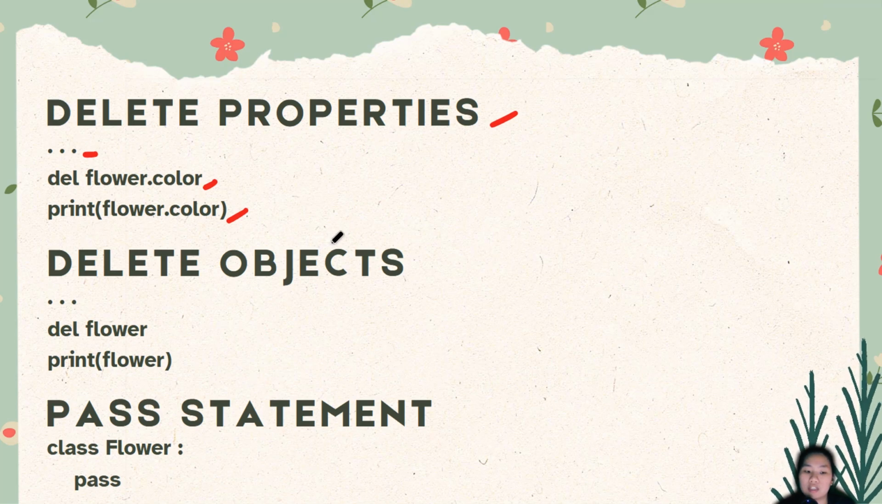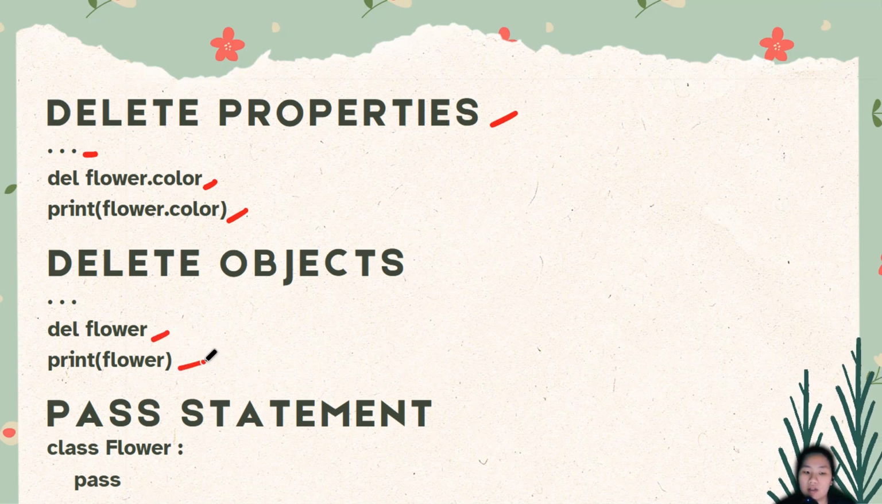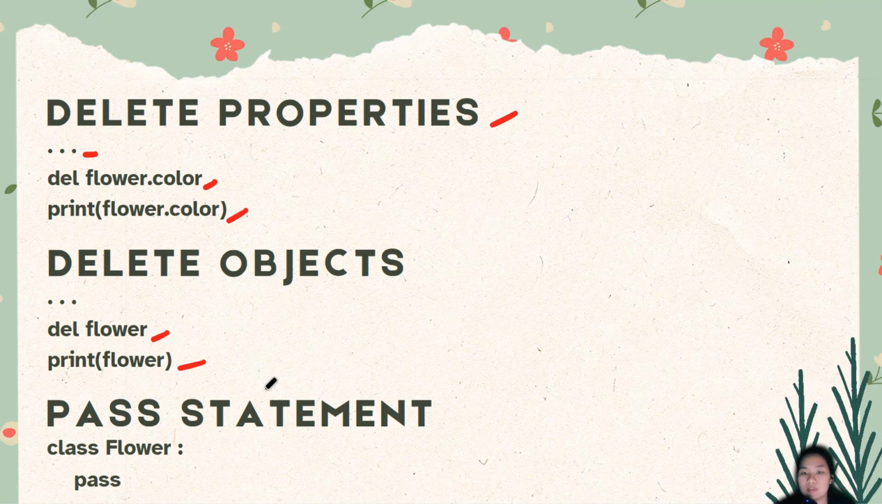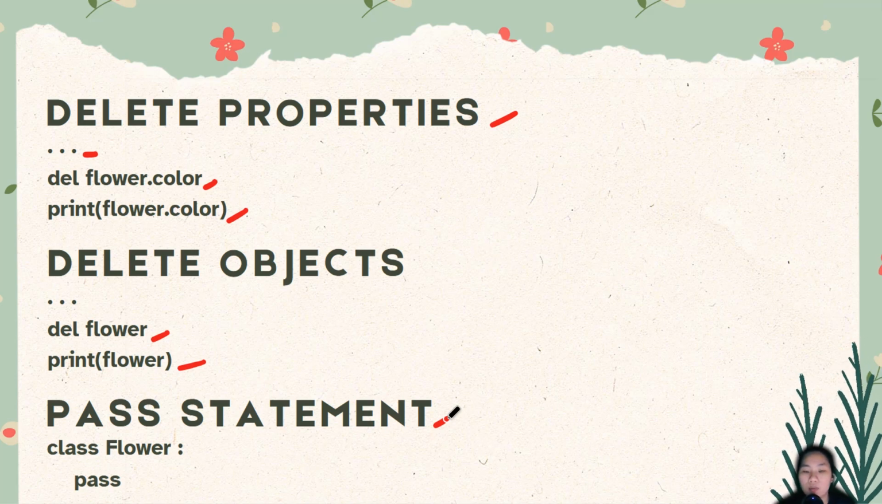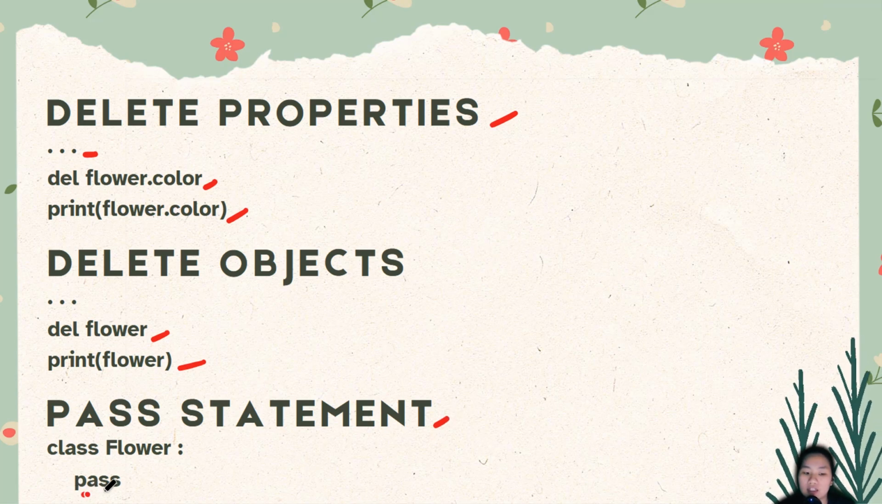And you can also delete objects by just saying del flower, and then if you print it out, it's an error. Next up is the pass statement. Sometimes you don't know what you want to put in a class. But if you just leave it empty, that's not okay with Python. It would trigger an error, and whatever code is beyond the empty class is not processed. So how you can get over that is using pass, just very convenient.